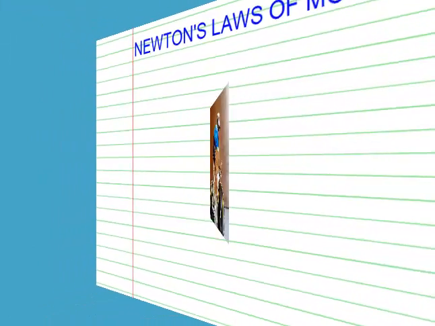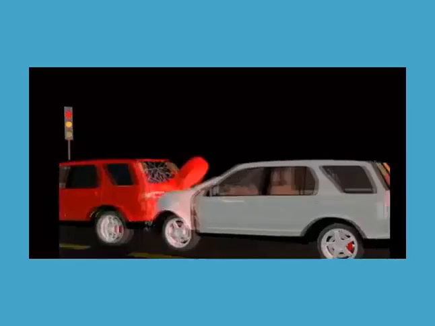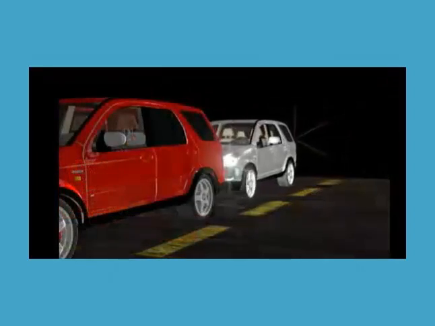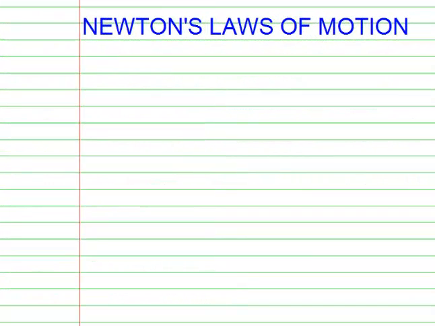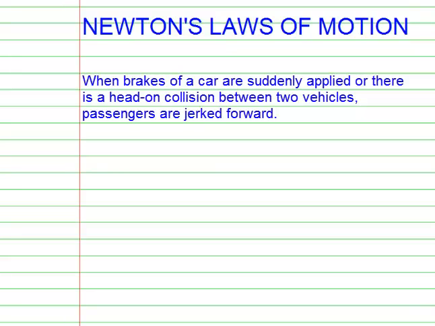Application number 2. When the brakes of a car are suddenly applied or there is a head-on collision between two vehicles, passengers are jerked forward. More often, this leads to injury. Why are the passengers jerked forward? One may think that there is a force that tends to push them forward. There is no such force.